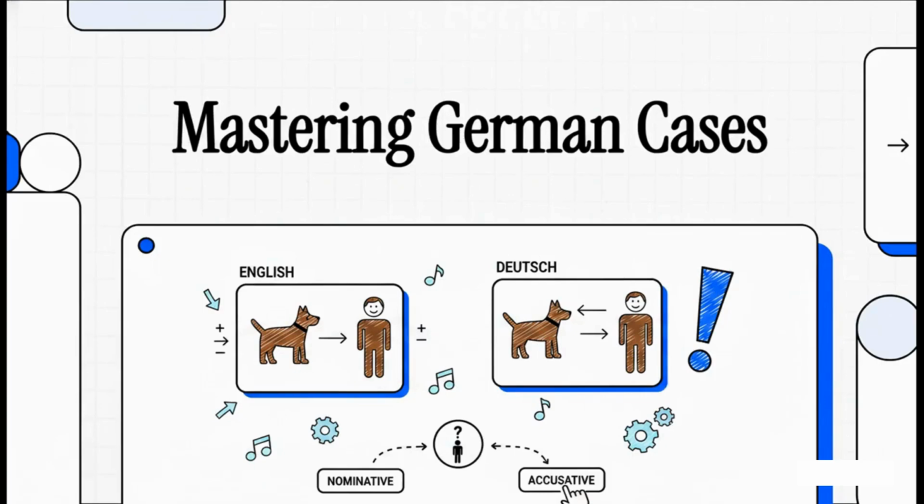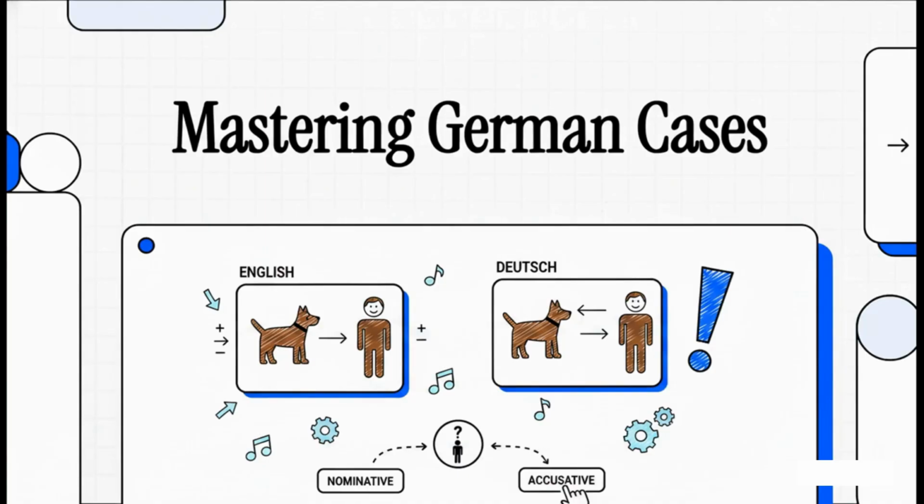Have you ever listened to native German speakers and just wondered how they always seem to know exactly who did what to whom, even when the words are completely mixed up? I mean, in English, if you switch the order of the words from the dog bites the man to the man bites the dog, you've literally changed the entire story. But in German, no way. You can flip that sentence completely around, and everybody still perfectly understands that the dog is the one doing the biting. So how is that even possible?